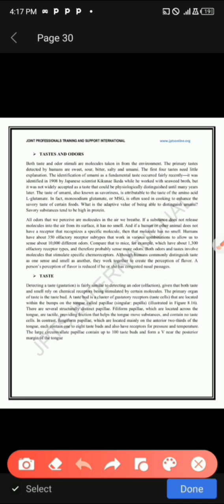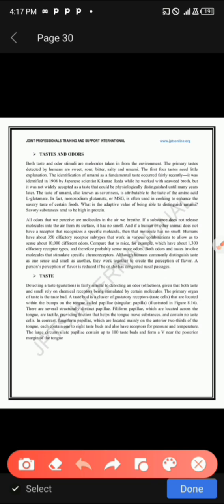Although humans commonly distinguish taste as one sense and smell as another, they work together to create the perception of flavor. Detecting a taste, or gustation, is fairly similar to detecting an odor, or olfaction, given that both taste and smell rely on chemical receptors being stimulated by certain molecules.